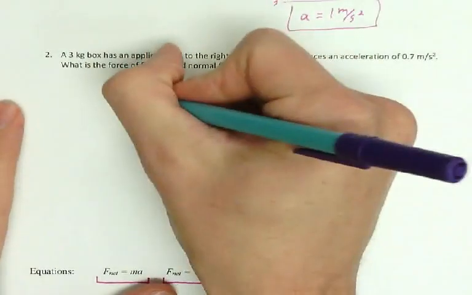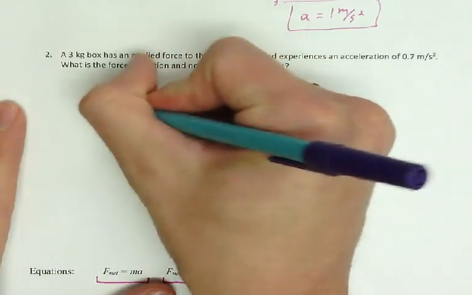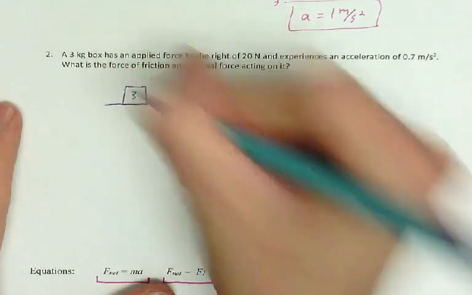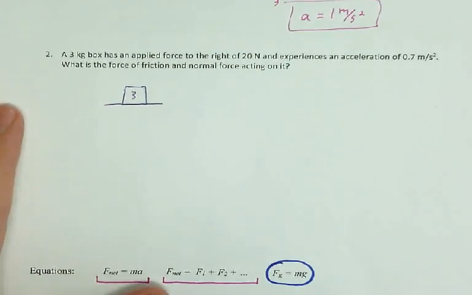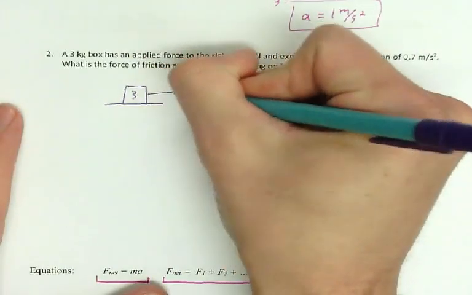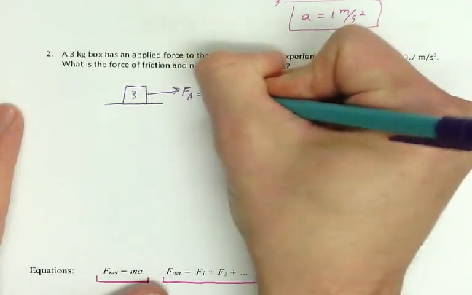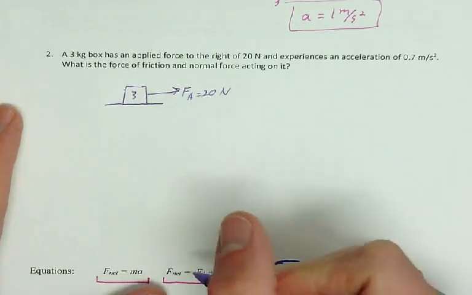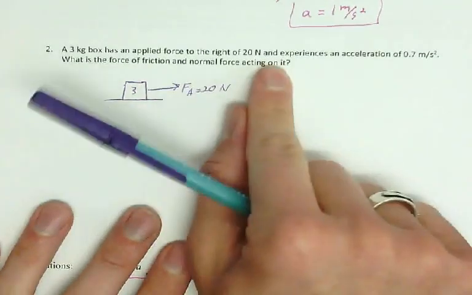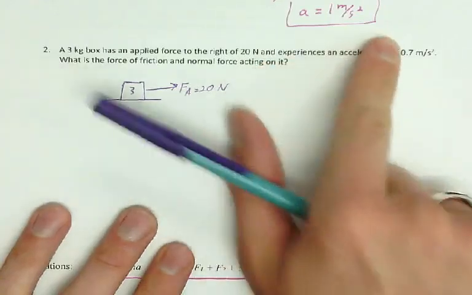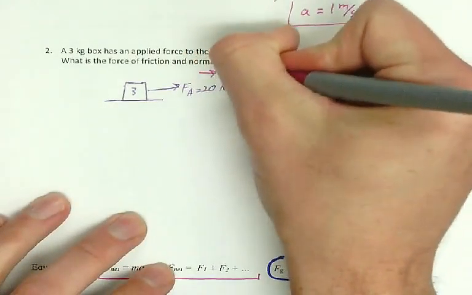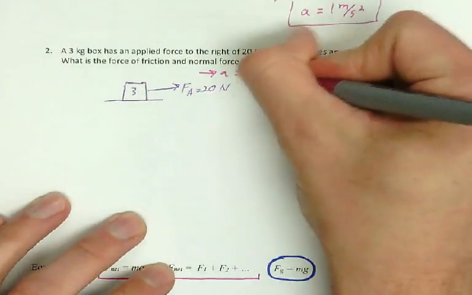So box, applied force. So 3 kilogram box. Applied force to the right of 20 newtons. Experiences an acceleration of 0.7. So if that is my forward motion and the acceleration is positive, then my acceleration is to the right. And this time I know what the acceleration is. It's 0.7.